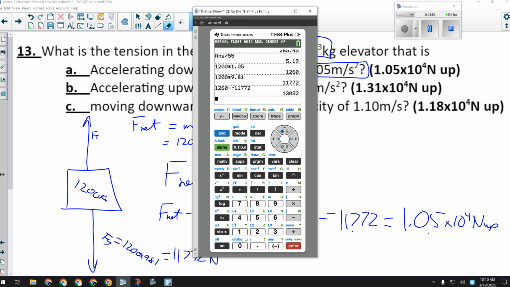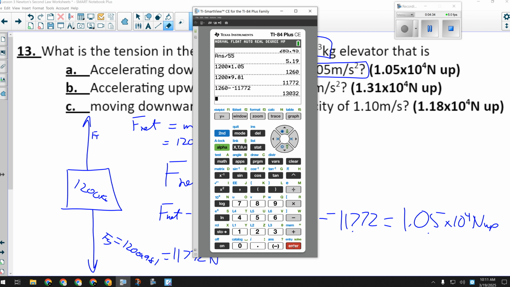Part C also gives people trouble sometimes because they want to use that number. Is that number useful at all? The velocity, I mean. You'd be surprised how often I catch people with it. If it's moving at a constant velocity, what's the net force? Zero. There's no acceleration. Mass times acceleration is net force. If I go mass times 0, I get 0. There's no net force if it's traveling at a constant velocity.